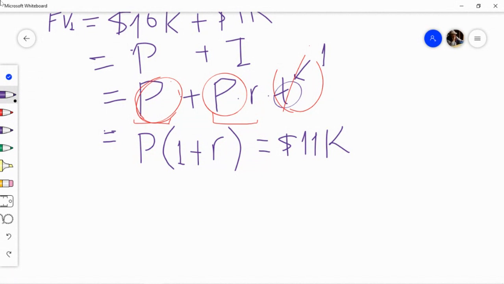Okay, and now FV2, future value at the end of the second year. So FV2 will be just like FV1, but at the beginning of FV2, what do you have? At the beginning of year one, you had the principal of 10K, but at the beginning of year two, what is sitting there in your account?